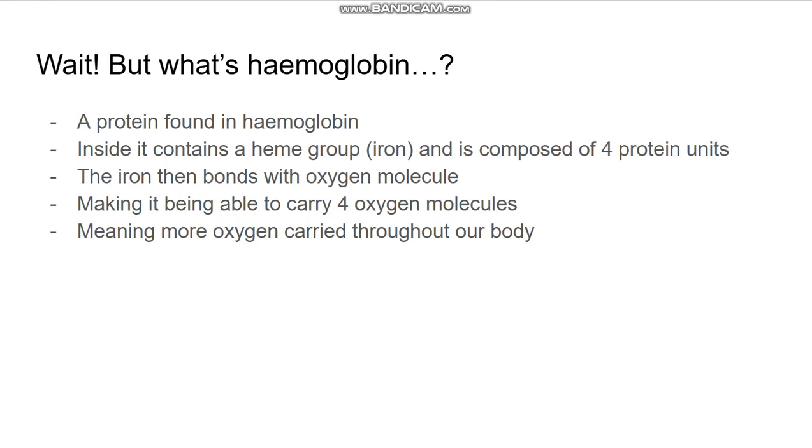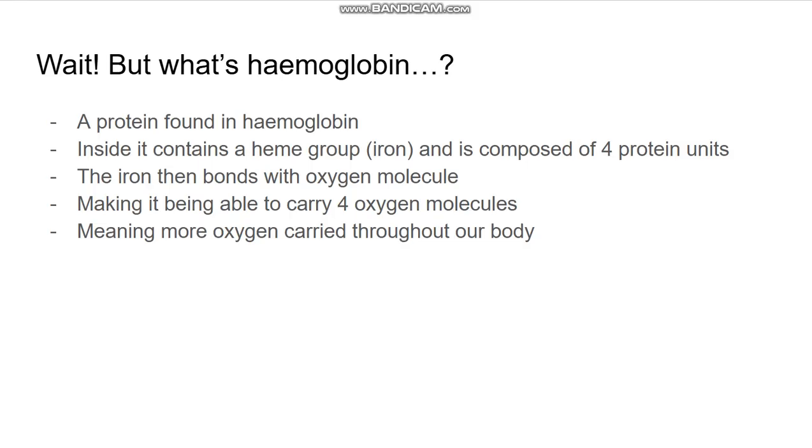Okay, we're back. So we left off talking about hemoglobin, and hemoglobin is made out of something that's found in red blood cells, and it's also a protein. So there's a protein inside, and then inside the protein there's iron, aka a heme group, and the iron can bond with an oxygen.